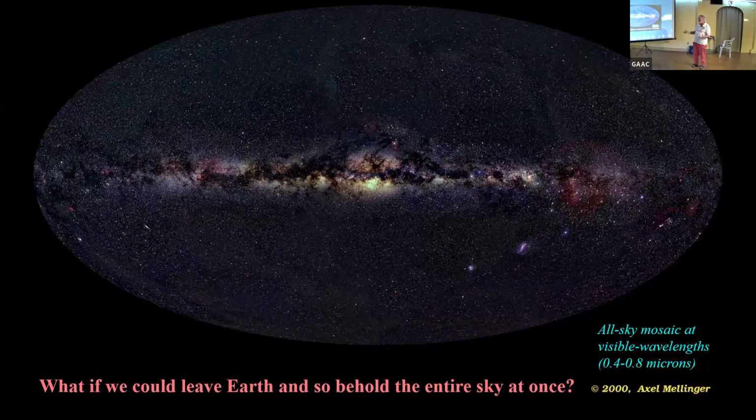So in mapping this, you end up getting something like this. This is an all-sky map. How was it made? Well, it was made from the surface of Earth. You had to go take a bunch of pictures from the northern hemisphere, and then you had to take a bunch of pictures from the southern hemisphere and then stitch them together, which is what Axel Mellinger did, I think about it more than a decade ago.